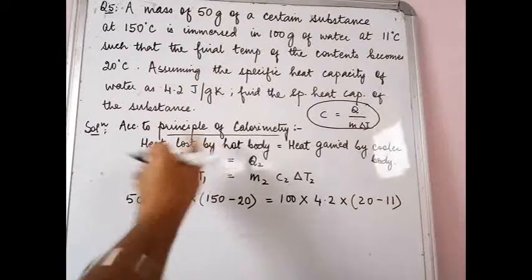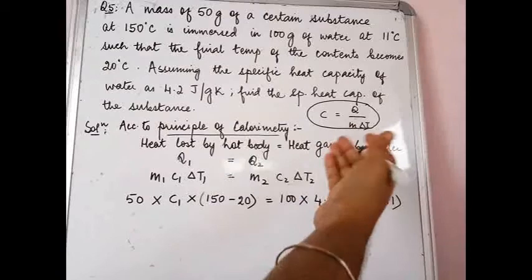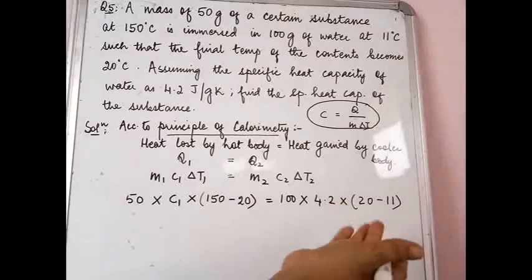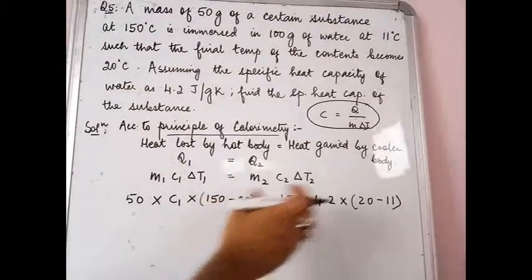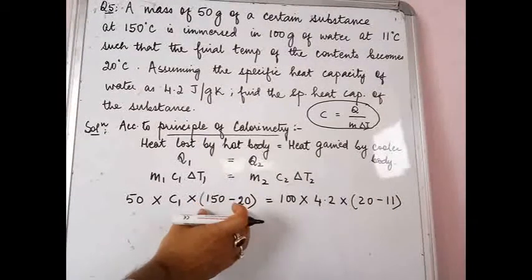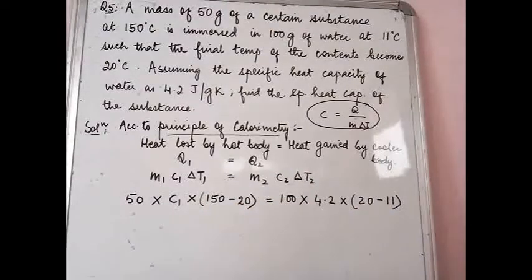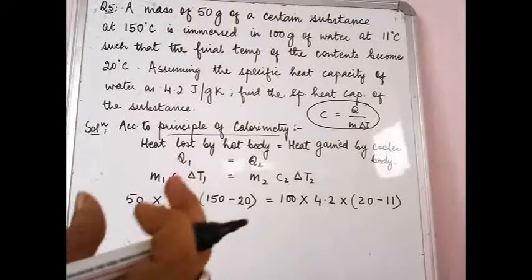One body which is losing heat, its temperature falls down. The other body, which is the cooler body, which gains heat, its temperature rises. So eventually you have to take the difference of the temperature. On one side there will be a fall, on the other side there will be a rise. So you have to take the difference. You cannot do 11 minus 20, because in that case it will become negative. You have to take the difference.